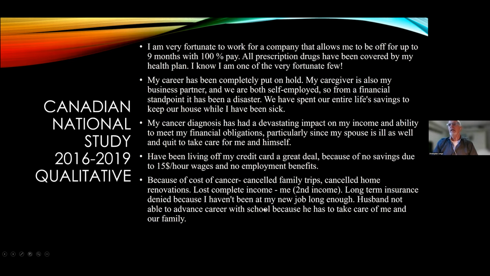And finally, because of the cost of cancer: canceled family trips, canceled home renovations, lost complete income, long-term insurance denied. This is another thing we see a lot of, is that people have their insurance connected with their employer, or they think they have coverage and they find out they don't. So those are just a few examples.